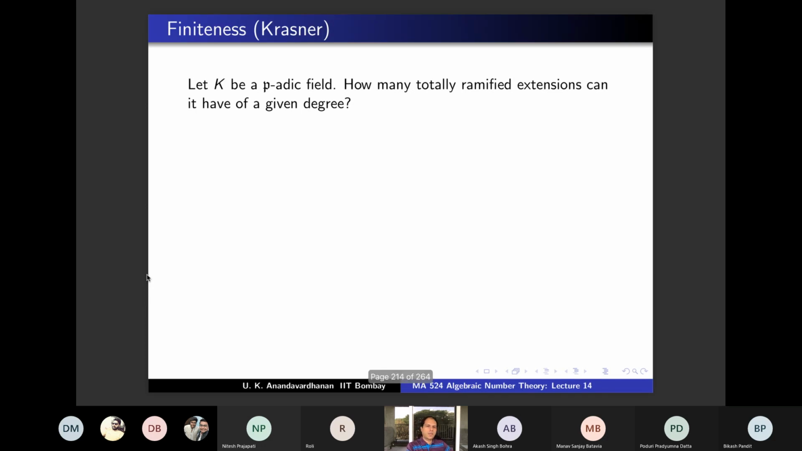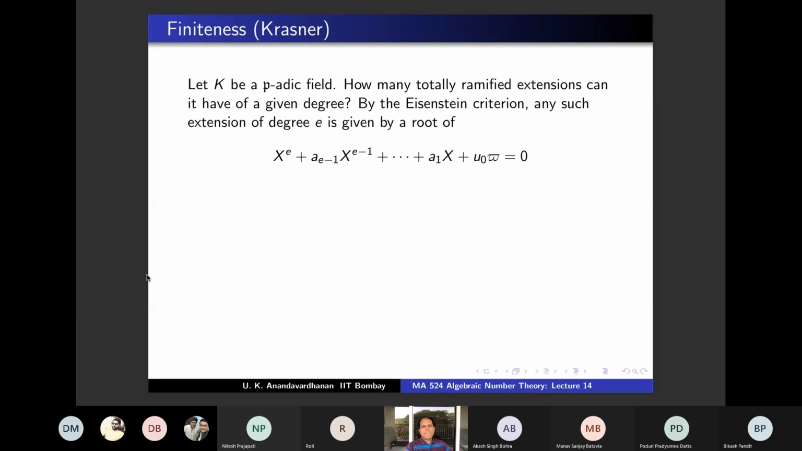Characterized by Eisenstein polynomials. So by the Eisenstein criterion, any such extension of degree e is given by a root of an Eisenstein polynomial. So here the a_i are in P, and a_0 is in P, but this is not in P squared. a_0 is not a unit times pi; a_i is in P and a_0 is in P but not in P squared. So it's an Eisenstein polynomial. You take a root, so you take the distinct roots, and all the roots will give rise to totally ramified extensions. Two roots may give rise to the same, I don't know.